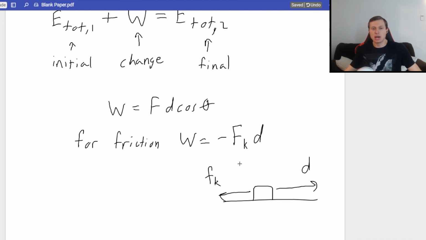And think about this now. What is my angle theta between distance and my force? Look at this. That's a 180 degree angle. Does anyone know the cosine of 180 degrees? If you guessed -1, you're a genius, because that's exactly right. So cosine of 180 is -1. I'm telling you, friction is always going to be negative Fk times d. Always. As long as you have friction.